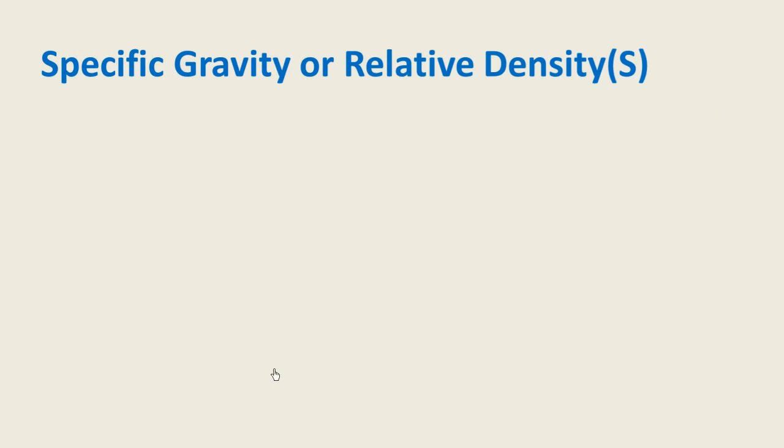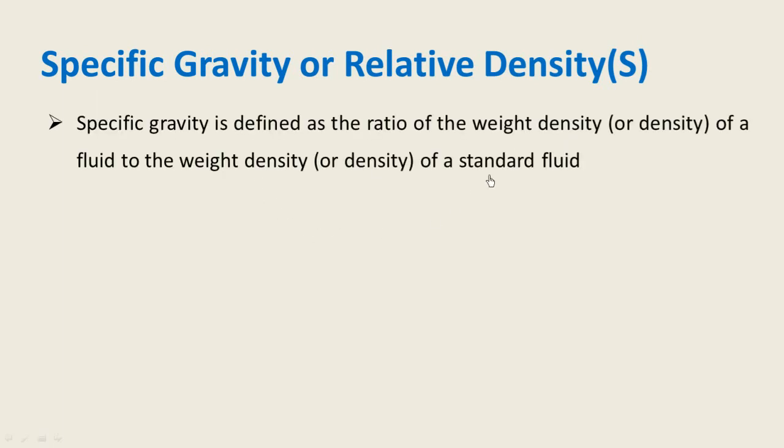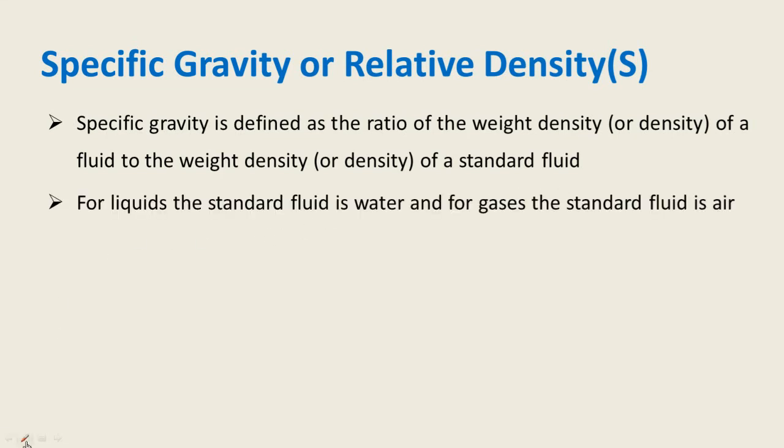Then coming to another topic, that is specific gravity. Sometimes we will call it relative density. It is denoted with the capital S. So specific gravity is defined as the ratio of the weight density, or sometimes we will call it density, of the fluid to the weight density of the standard fluid, or it is also called the density of the fluid to the density of the standard fluid. So for liquids, the standard fluid is water. So when you calculate the specific gravity for the liquid, then you take the standard fluid as water. For calculating specific gravity or relative density for the gases, we need to take the standard fluid as air.